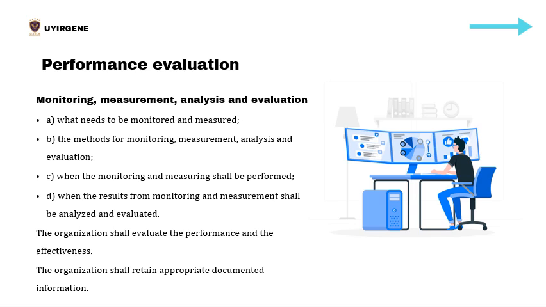Performance evaluation, monitoring, measurement, analysis and evaluation. The organization shall determine what needs to be monitored and measured, the methods for monitoring, measurement, analysis and evaluation needed to ensure valid results, when the monitoring and measuring shall be performed, when the results from monitoring and measurement shall be analyzed and evaluated. The organization shall evaluate the performance and the effectiveness of the quality management system. The organization shall retain appropriate documented information as evidence of the results.